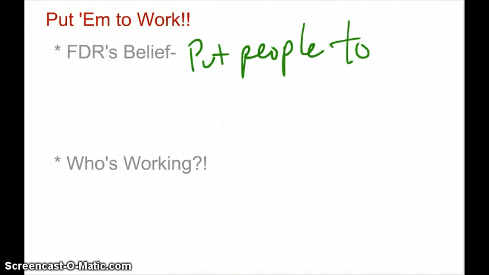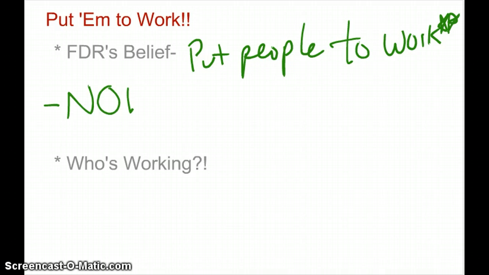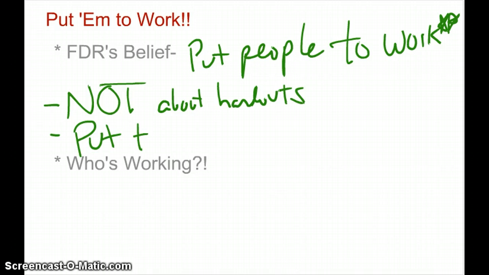Now, FDR's biggest belief was that if we are going to get the economy back on track, we have to put people to work. And this is what much of the New Deal was all about. Putting people to work. It is not about handouts. We're not just going to give people money. We're going to put them to work.